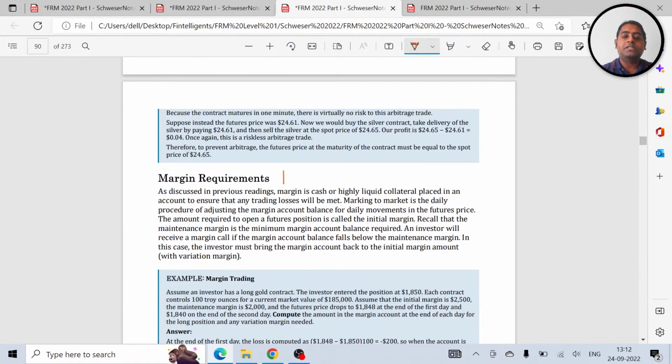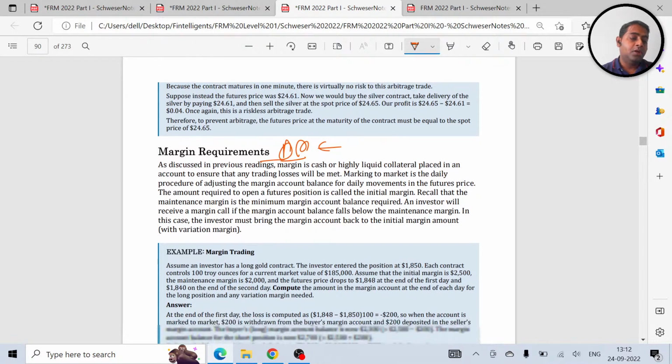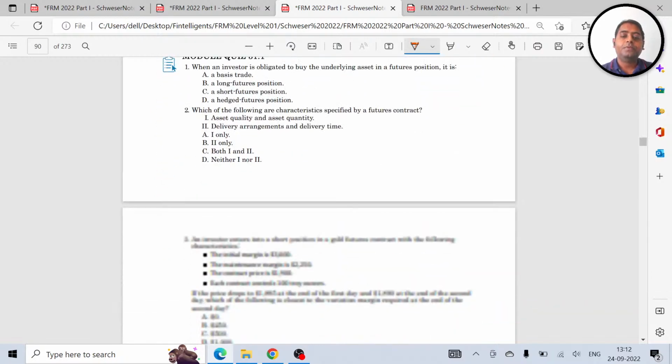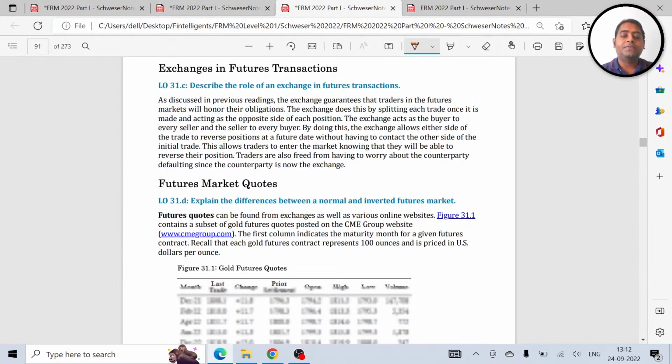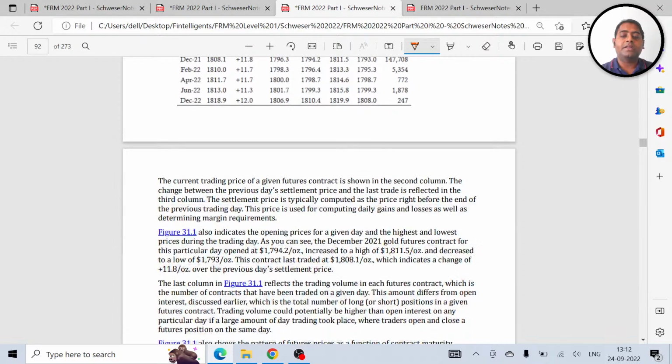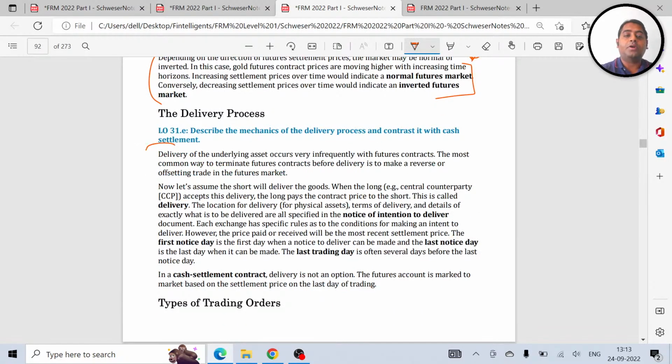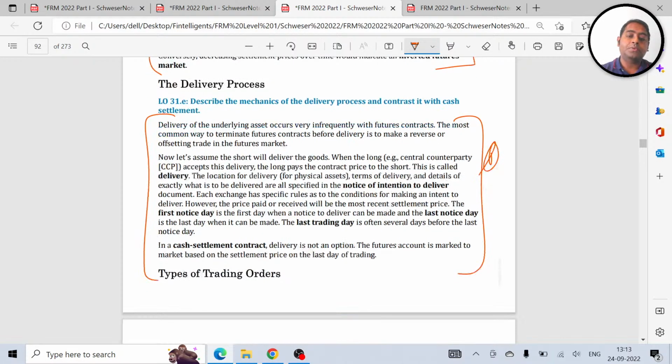Margin requirement, double star. In every other exam I have taken, they have asked this question. Margin requirement, this entire sum is important. Initial margin and variation margin in the futures market, very, very important. Next, exchange futures quote, not so important. Just directly moving to the next part. Normal and inverted market, this concept is important. Delivery process, important. Very, very important. The entire delivery process you should know. They can ask you theoretical questions over here.